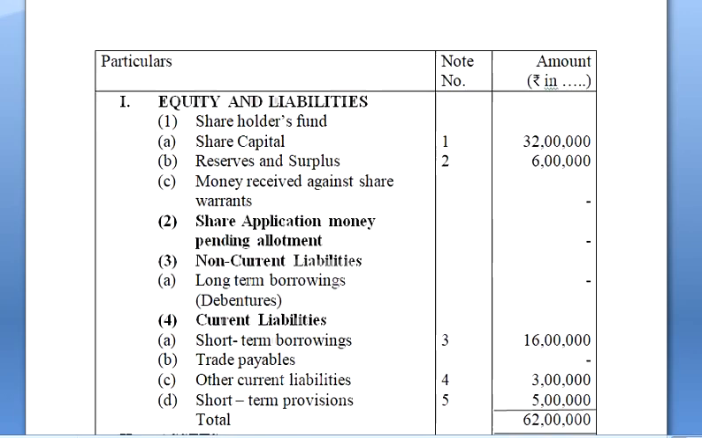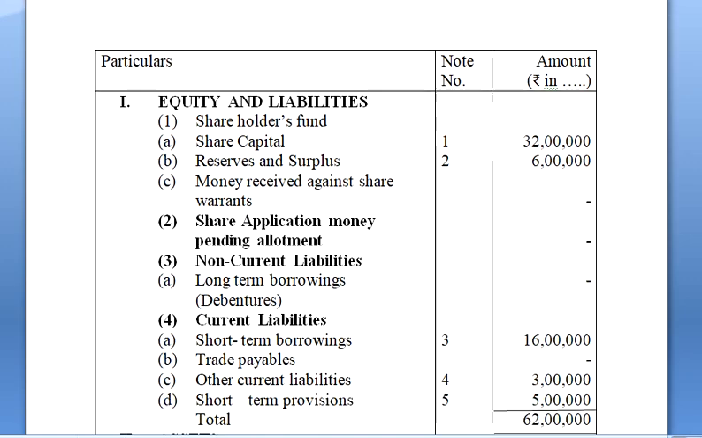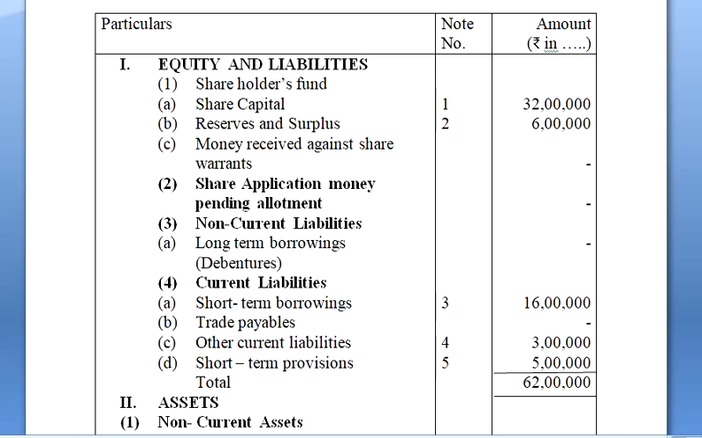Now moving on to the liabilities side, again you will be getting 62 lakhs as your answer. See here in the equities and liabilities, shareholders fund is nil. Share capital, note number 1, 32 lakhs. Reserves and surplus, note number 2, 6 lakhs. Again, money received against share warrants is nil. Share application money pending allotment is nil. Non-current liabilities, that is long-term borrowings, debentures is nil. Current liabilities, under that short-term borrowings, note number 3, 16 lakhs. Trade payables nil. Other current liabilities 4, 3 lakhs. Short-term provisions, note number 5, 5 lakhs. So you will be getting 62 lakhs.